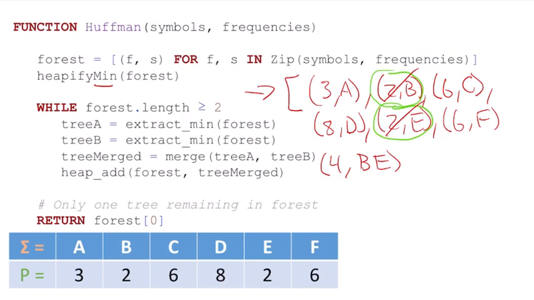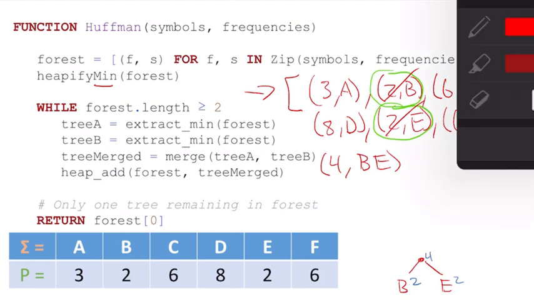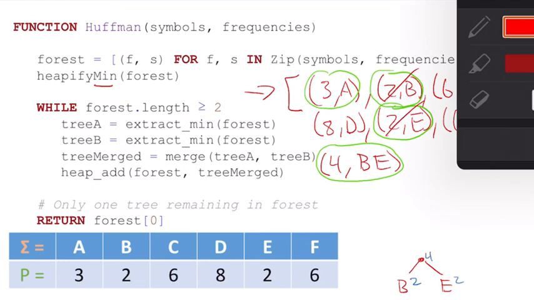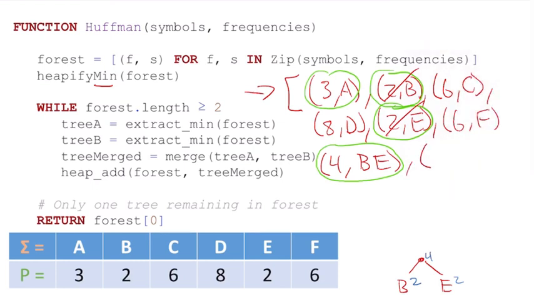Okay, so if we want to look at this in terms of a picture also, we could draw this as B and E, and they have a parent node. And we might as well annotate the tree and say, B has 2, E has 2, and this internal node has a frequency of 4. Next time through, I pop off the 2 smallest, which would be the 3A and the 4BE. And I'm going to combine those into 7 as the frequency, and we'll call it A.